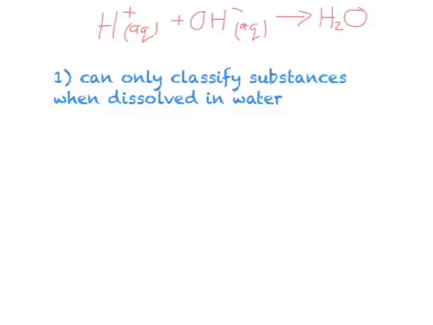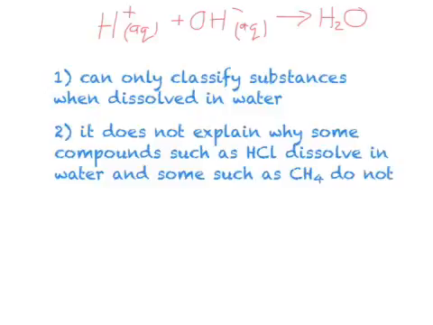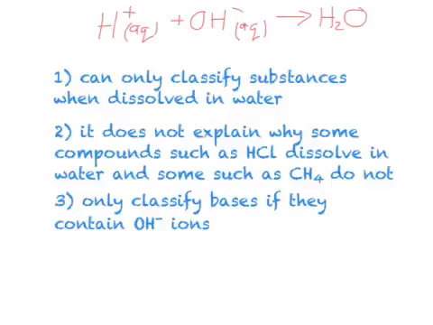It can only classify substances when dissolved in water, since the definitions are based on the dissociation of compounds in water. It does not explain why some compounds such as HCl dissolve in water and some, such as CH4, do not, even though they both contain hydrogen. And finally, it only classifies bases if they contain hydroxide ions, and it can't explain why some compounds, such as Na2CO3 and NH3, have base-like characteristics even though they do not contain hydroxide ions.